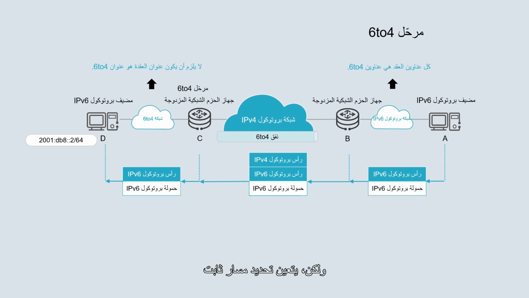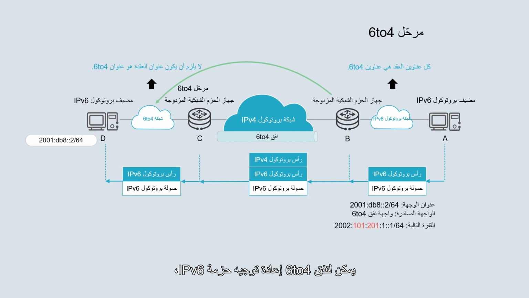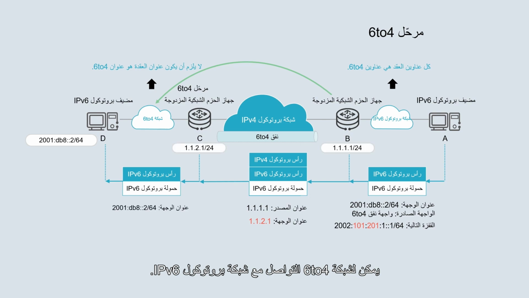However, a static route needs to be specified from the common 6to4 router to the IPv6 network. The 6to4 tunnel can forward an IPv6 packet whose next hop address, instead of the destination address, is a 6to4 address. After obtaining the IPv4 address in the next hop address, node B encapsulates the address into the destination address field of the IPv4 packet and forwards the packet to relay router C. Thereafter, relay router C forwards the packet to the IPv6 network. In this way, the 6to4 network can communicate with the IPv6 network.